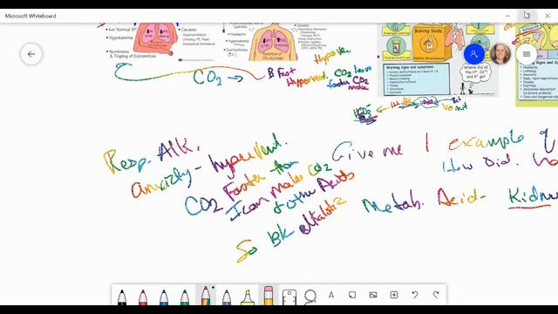Hopefully it has helped explain acidosis. Again, where do the hydrogens come from? Where does the bicarb come from? Why I can end up in a situation of acidosis or alkalosis.